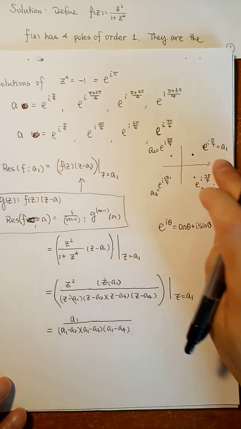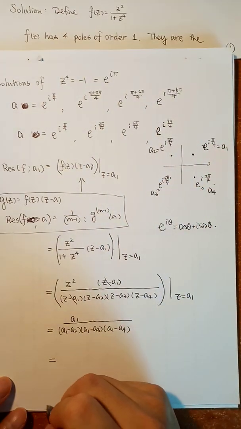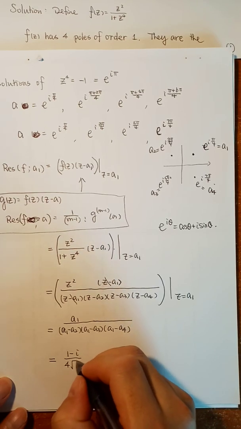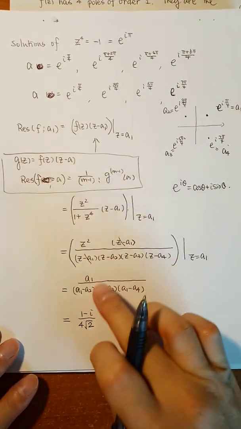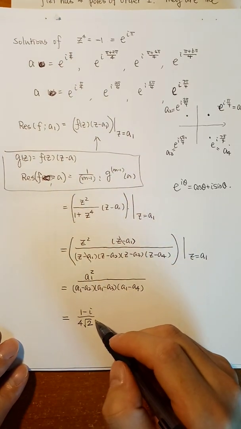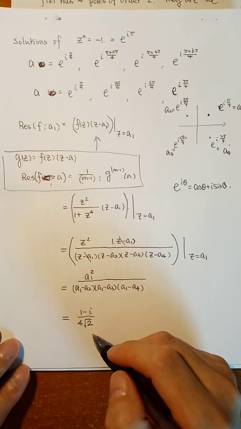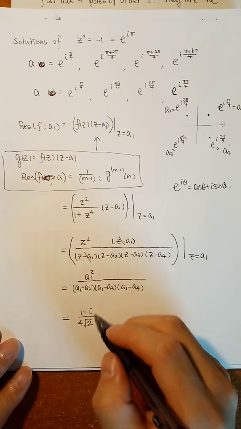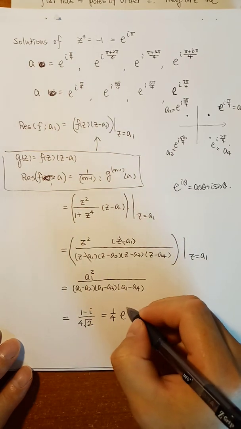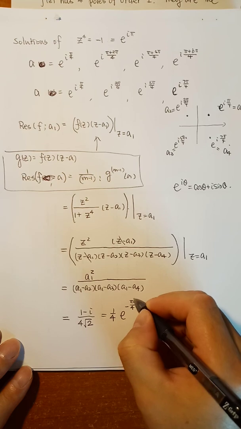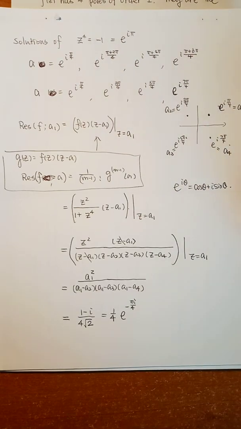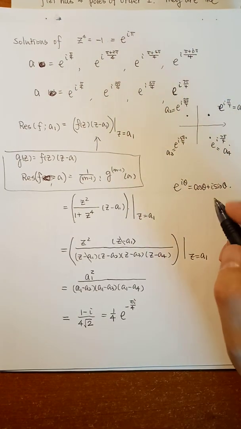You have those arguments. Then after simplification, I'm not going to do that. After simplification, you will get this complex ratio, which is 1 minus i over 4 times square root of 2. Or if you want to write it, it's 1 over 4 times the exponential of negative pi i over 4. So this is the residue for the first point, a1.